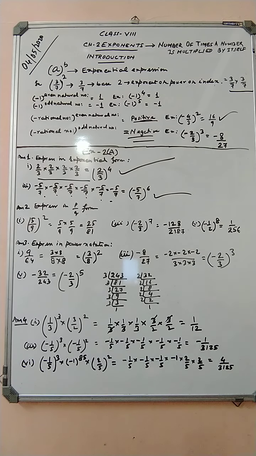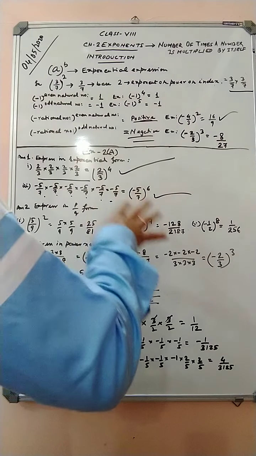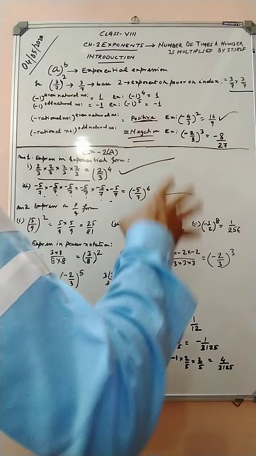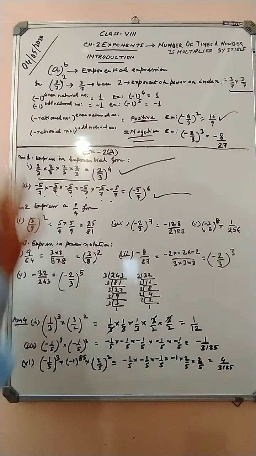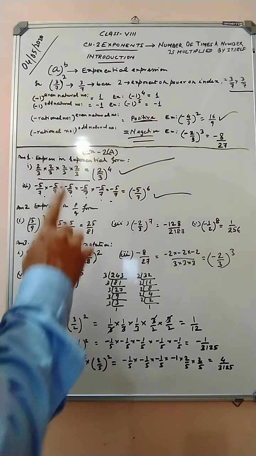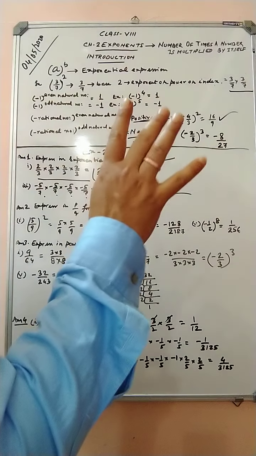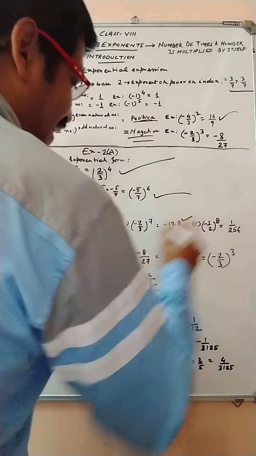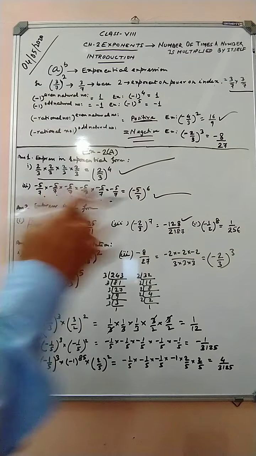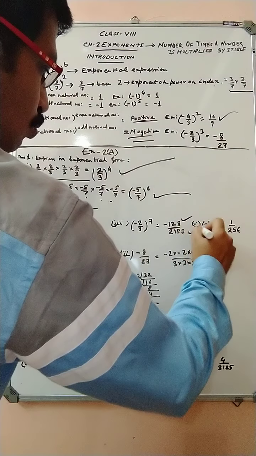Express in p by q form. So you have to expand, since it is in the exponential form. So 5 by 9 squared can be written as 5 by 9 into 5 by 9, that is 25 by 81. Next, minus 2 by 3 to the power 7. No need to write minus 2 seven times. You can just find out like this: 2 into 2 into 2, 7 times, that will be 128. Similarly, 3 into 3 into 3, 7 times, that is 2187.